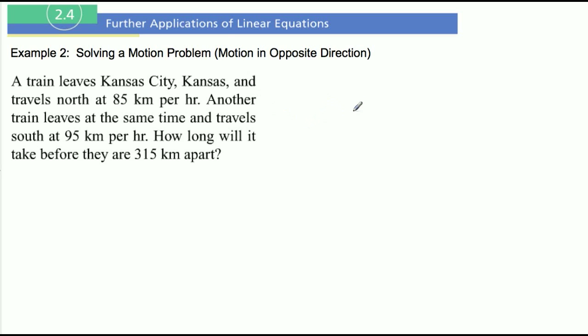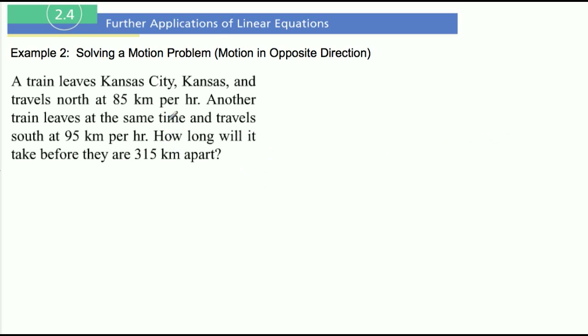All right, so let's check this out here. We got a train from Kansas, and it's going to be traveling at 85 kilometers per hour. And another train's going to be leaving at the same time, traveling in the opposite direction, south, at 95 kilometers per hour. The question is, how long will it take before they are 315 kilometers apart?